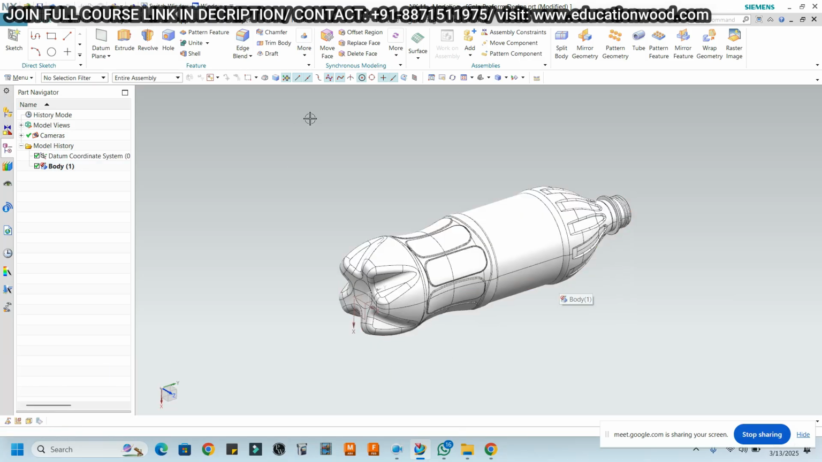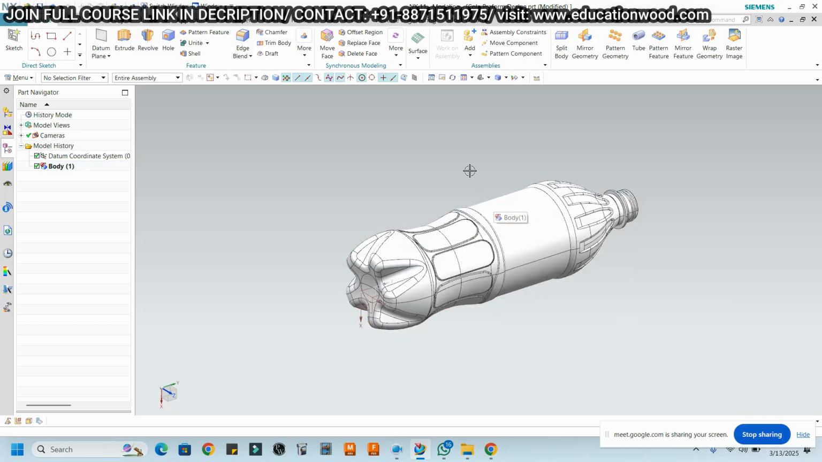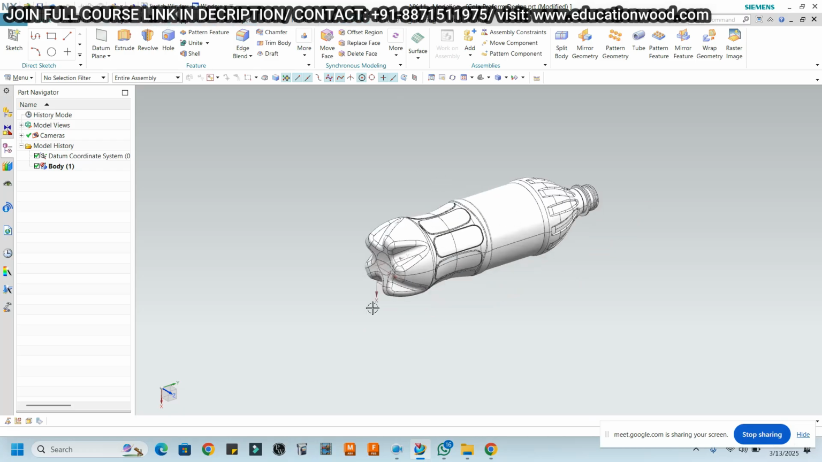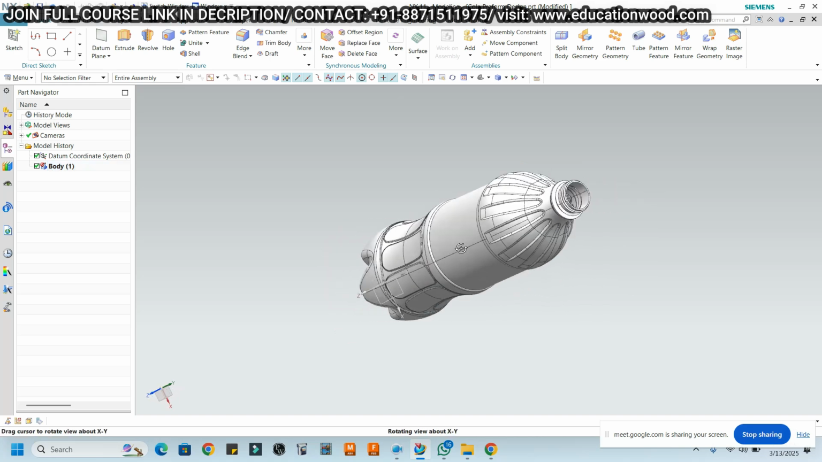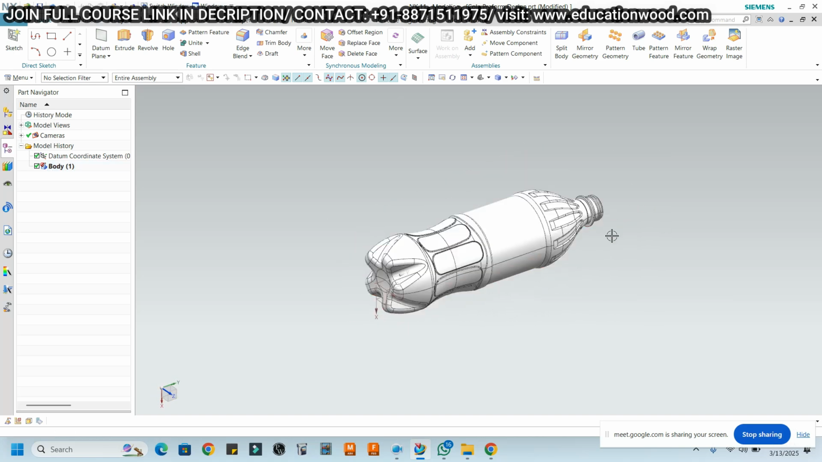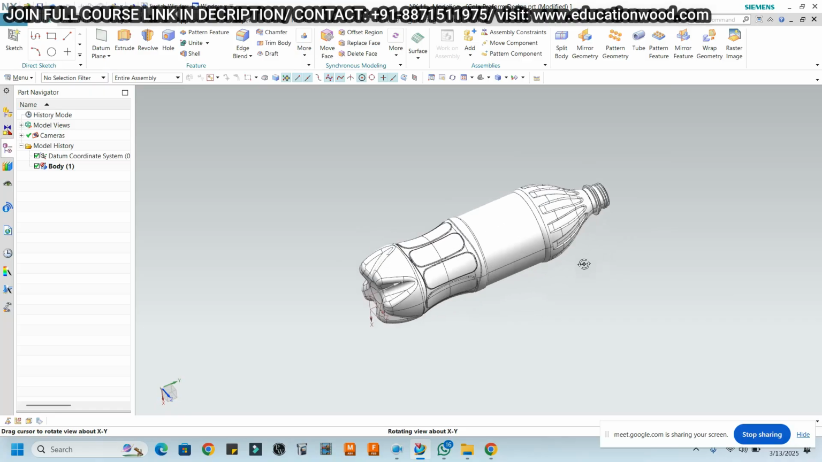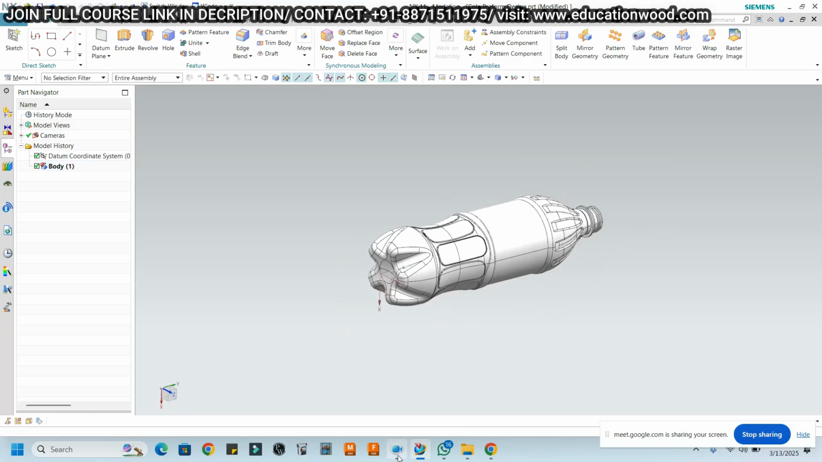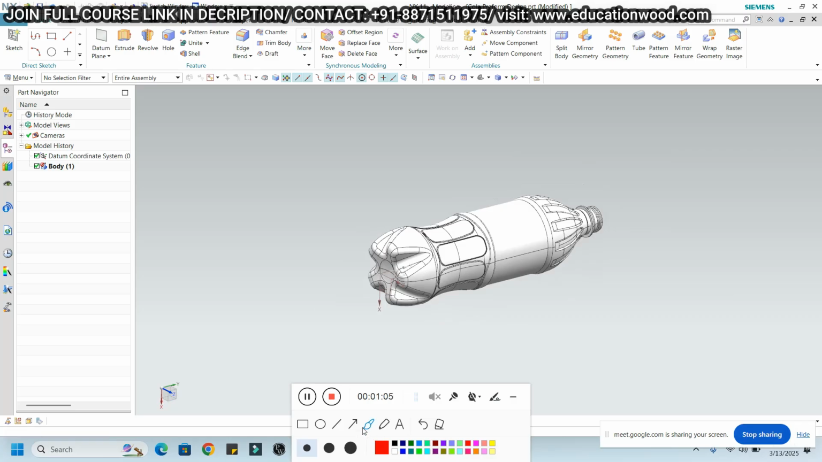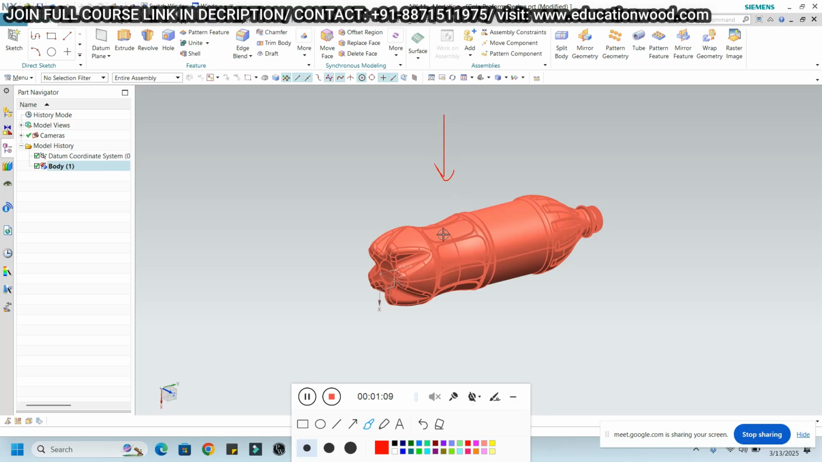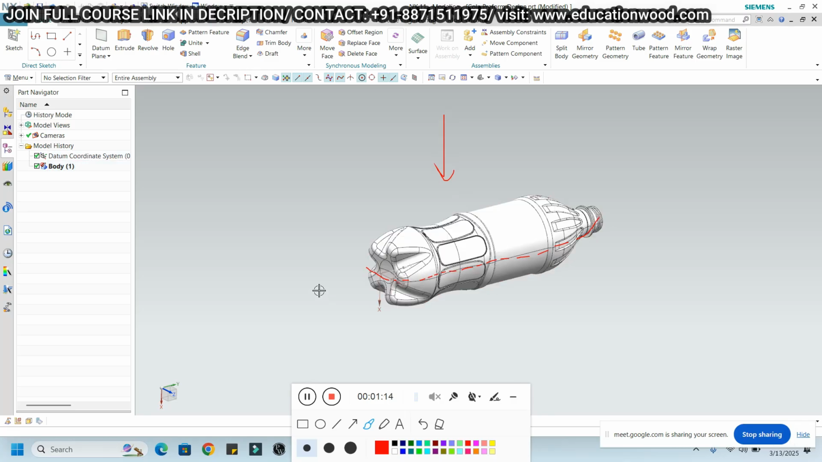As we know, the first method is to check the draft analysis, right? You know about that already. Now, for example, this is the component I have, and I want a parting line for this component. Just for an example, I'm looking at this component from this direction, right?